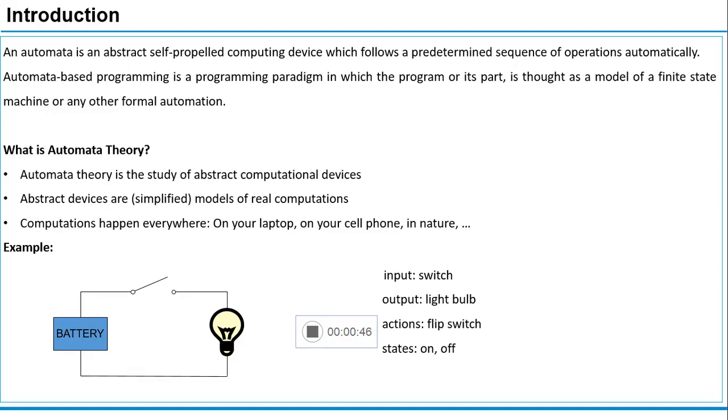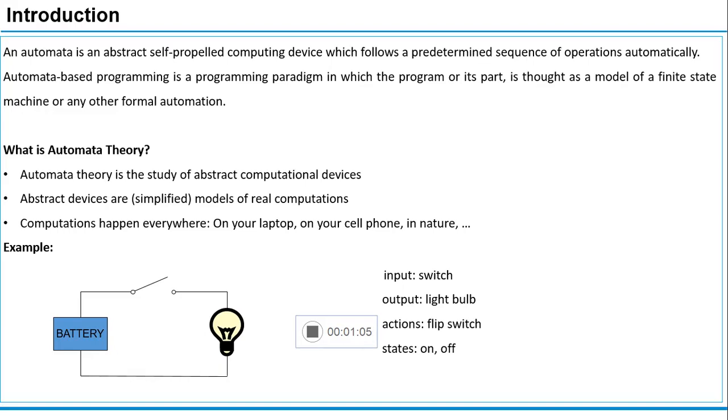What is automata theory? Automata theory is a study of abstract computational devices. These abstract devices are the models of real computations. Computations happen everywhere. You can see it in the laptop, you can see it in the cell phone.